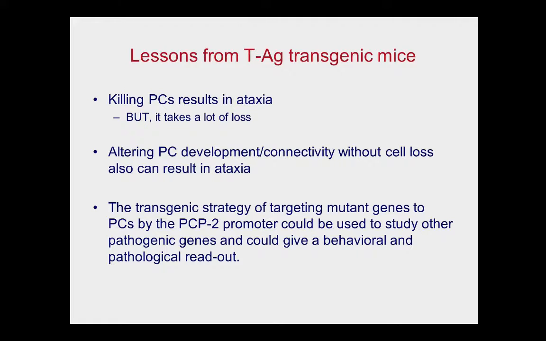We also then showed that abnormalities of the anatomy of the Purkinje cells can be just as detrimental to function as having lost half your cells. But probably the most important thing that we learned from this was that this strategy could be used for other genes that might be important.